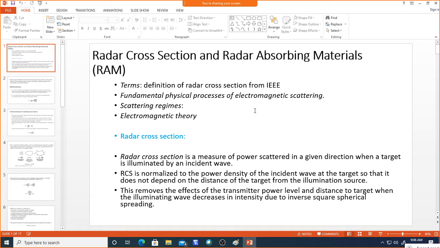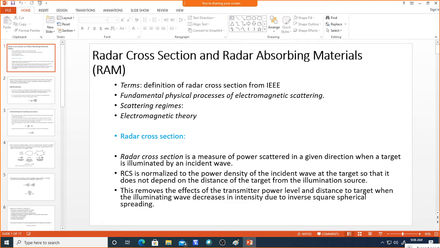Okay, so we'll start the next unit, that is the fifth unit: radar cross section and radar absorbing materials. Radar cross section we already discussed, but in more detail we'll go through the different ways we can find out the radar cross section, for small targets and also some of the large targets, with respect to frequency, what happens in the low frequency and also what happens in the high frequency.